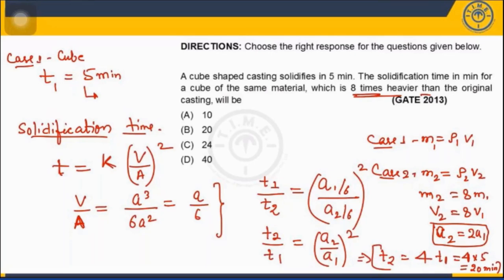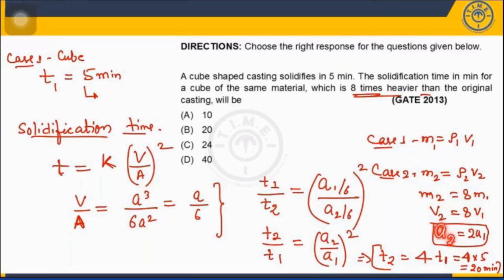Again, I'm repeating the question. A cube shape casting, that means a cube is there. Casting shape is the cube, so its solidification time is given as 5 minutes. The solidification time in minutes for a cube, when the same cube is taken which is 8 times heavier. 8 times heavier means M2 is equal to 8 M1. You know that the material being the same means density will be the same only. So the volume can be written as 8 times V1, because the density will cancel out. So V2 can be written as 8 V1.